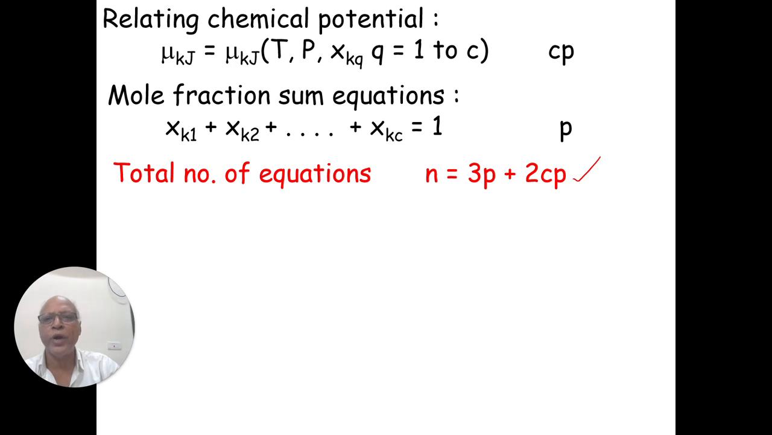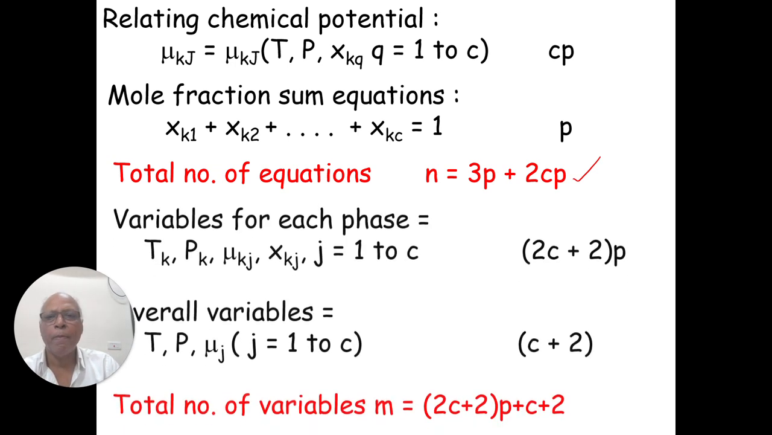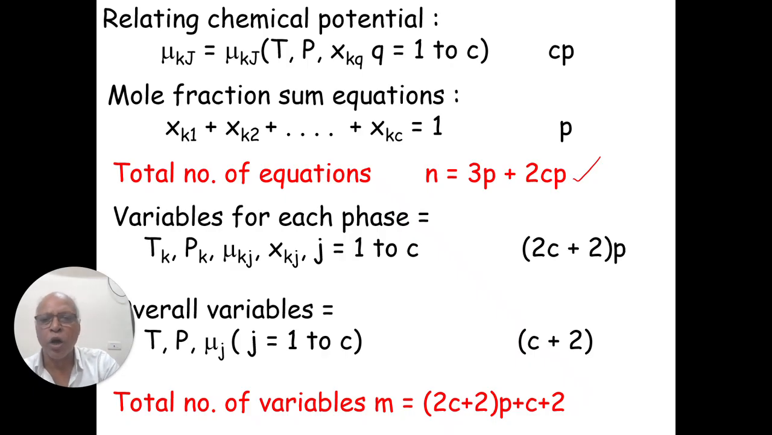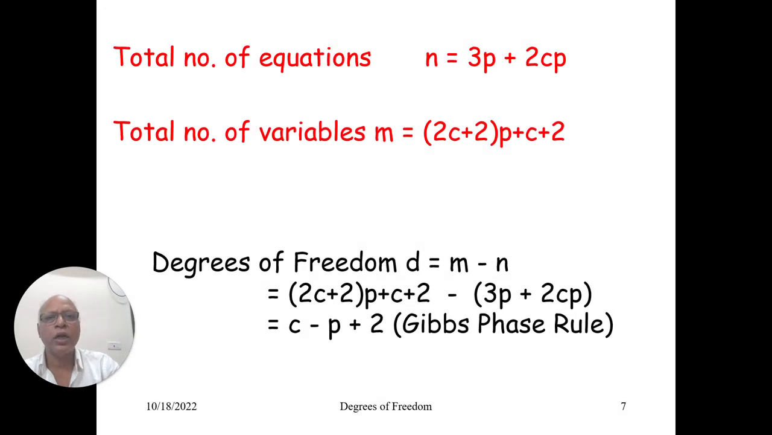Now similarly, you try to identify the number of variables involved in these N equations. So the number of variables, if you try to count, taking care of each and every variable involved in this equation, they come to this particular level: 2C plus 2 multiplied by P plus C plus 2. Now, as per the definition, D is equal to M minus N. So that is going to give you this value. In other words, we can derive the Gibbs phase rule from the conventional definition of degrees of freedom, which is defined as number of variables minus number of independent equations. So this is probably already done by you.